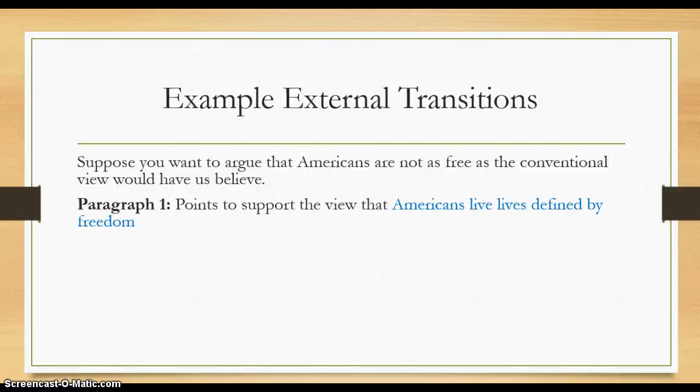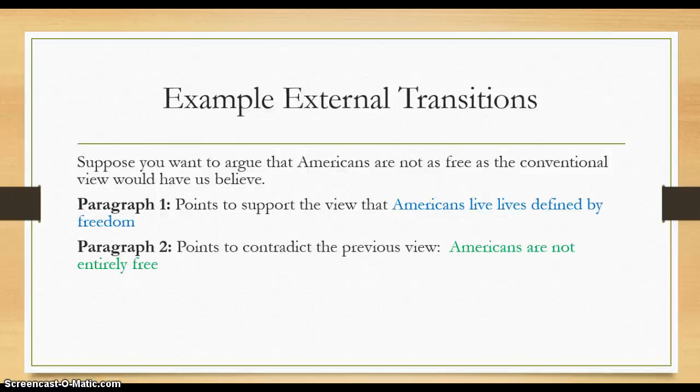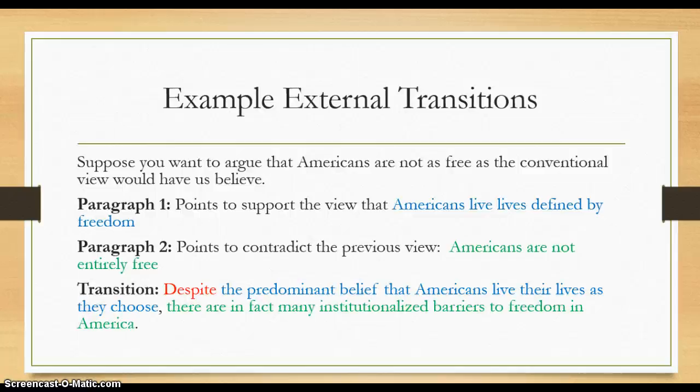So let's pretend that you have one paragraph in which you are going to share points to support the view that Americans live lives defined by freedom. And let's suppose your next paragraph is going to introduce points that contradict that previous view. So for example, Americans are not entirely free. So what would this transition sentence look like between these two paragraphs? It could look something like this.